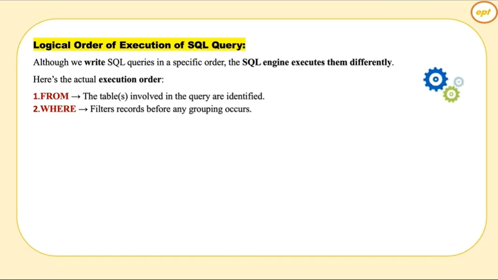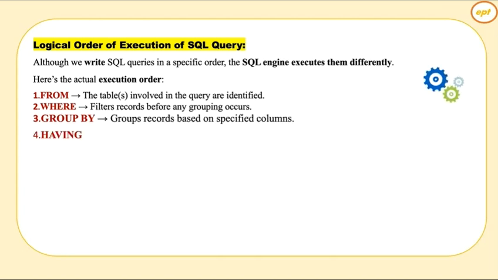And then what happens in the next step? The GROUP BY clause will be executed. After applying the filters in the WHERE clause, SQL groups the records based on specific columns or expressions. Simply, you are categorizing or grouping the data based on a certain column.